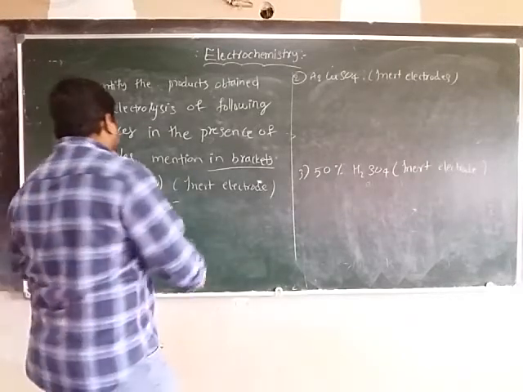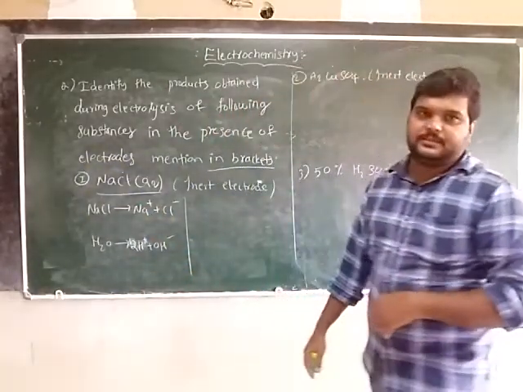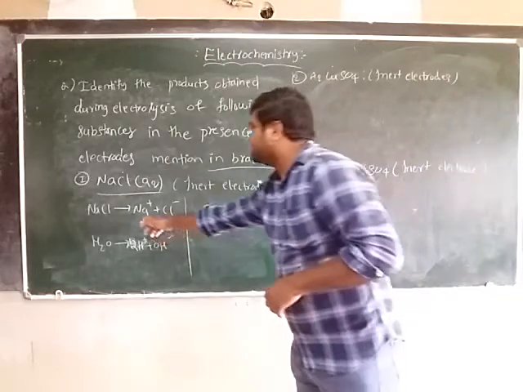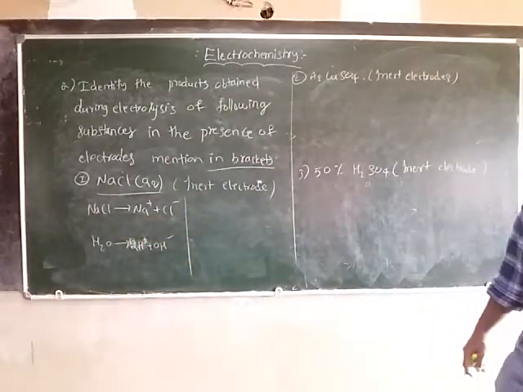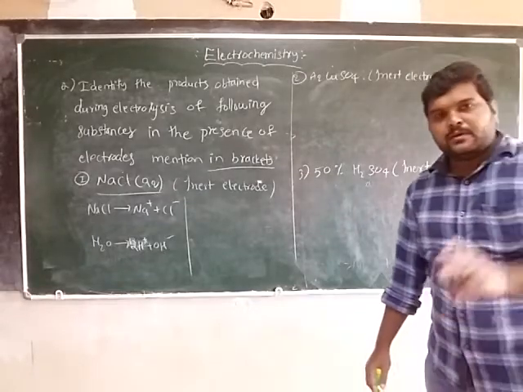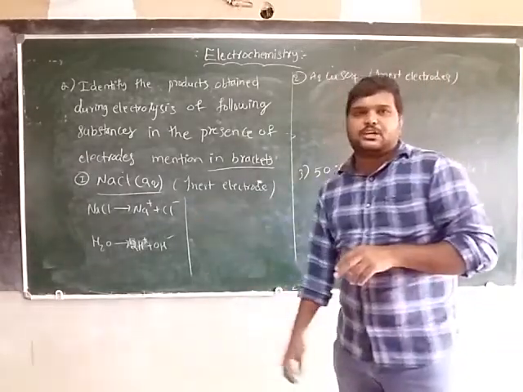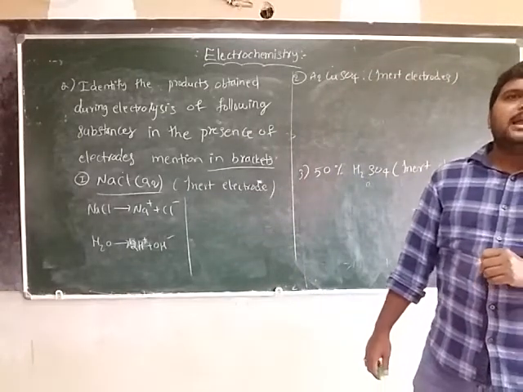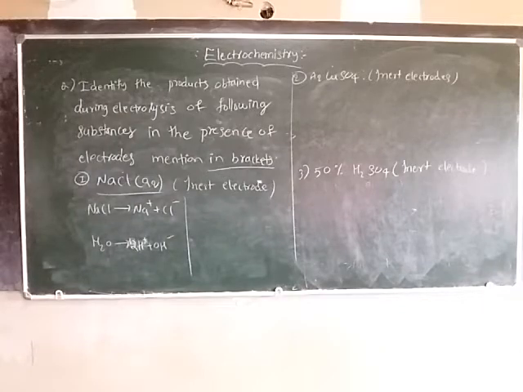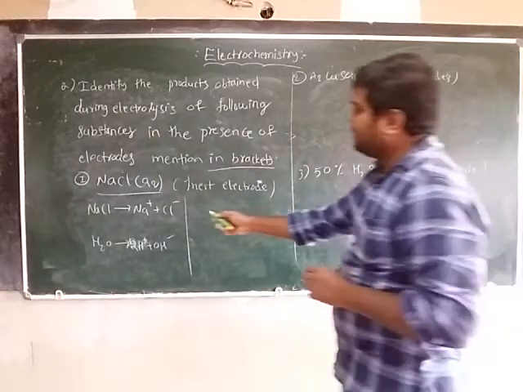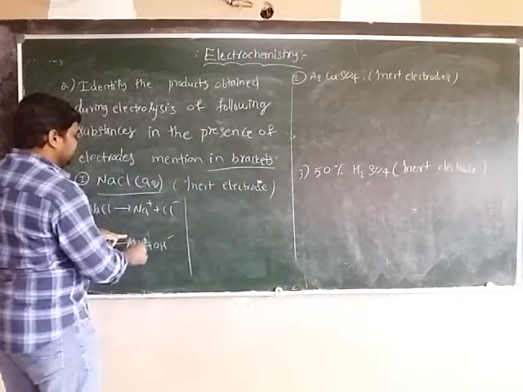If you observe the discharge potential, there are two cations and two anions, Na+ and H+. Which of Na+ and H+ has the lower discharge potential? Here H+ has the lower discharge potential.